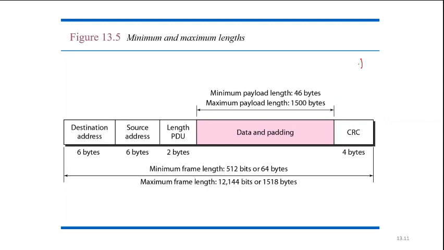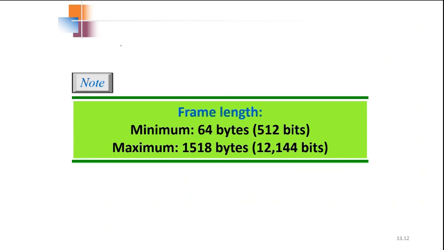So we add 46 with 18, and it comes out to be 64 bytes. So 64 bytes is the minimum length of the frame, and the maximum length of the frame will be with respect to this 18 total, so 1500 plus 18. So 1518 bytes will be the maximum frame length, and 64 bytes will be the minimum frame length in case of the 802.3 standard. The same is given here.